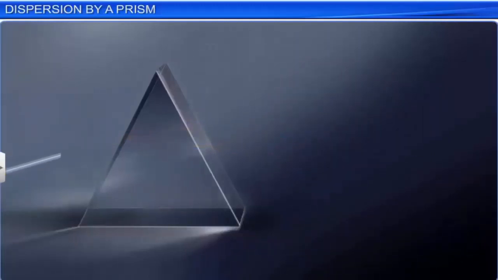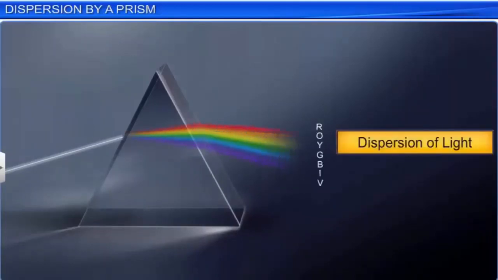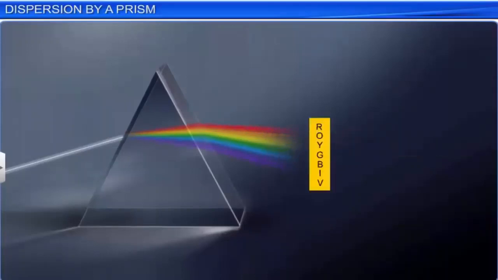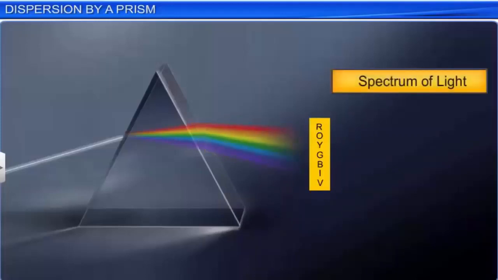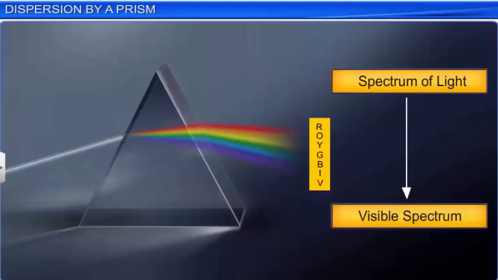The phenomenon of splitting of white light into its component colors is known as dispersion of light. The band of color components of light formed by splitting of white light is called the spectrum of light. This spectrum of colors is also known as the visible spectrum, which is a small part of the electromagnetic spectrum.